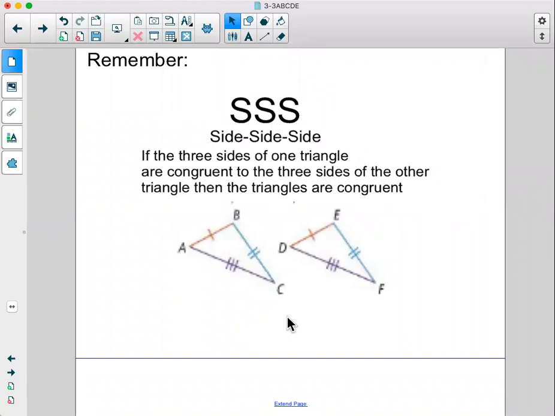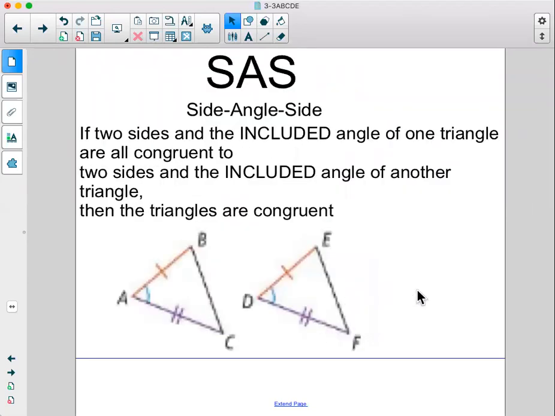Remember last time we talked about the side, side, side. If you can show three sides in one triangle are congruent to three sides in another, that is one of our shortcuts that allows us to prove that triangles are congruent. Today we'll learn a second shortcut. Now you have to look at the word included. Included means right in between.